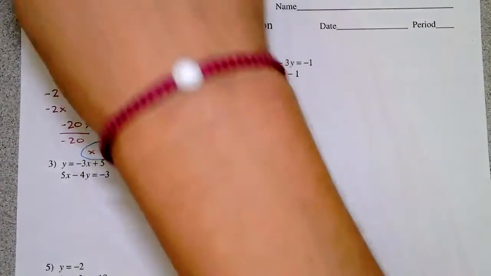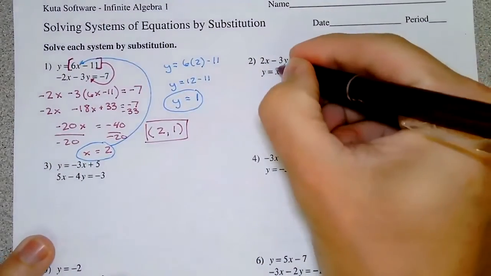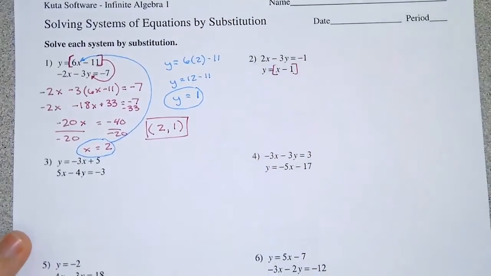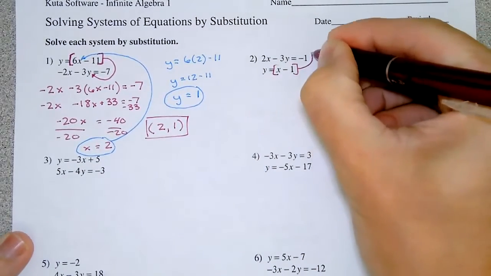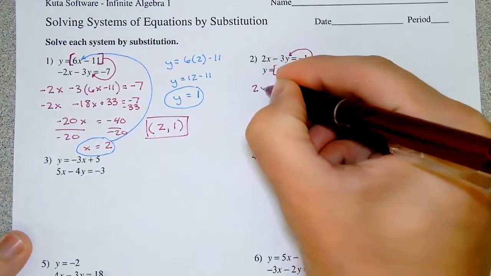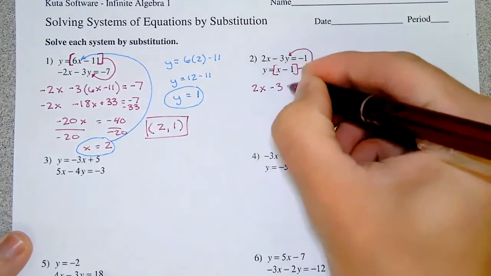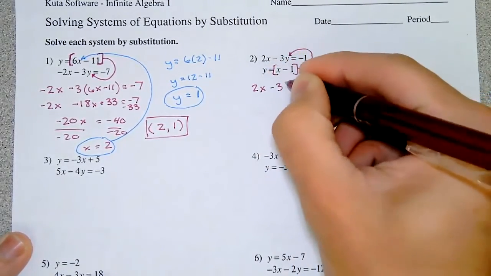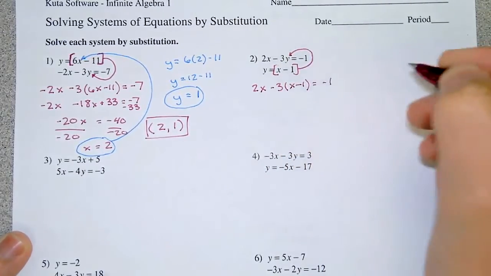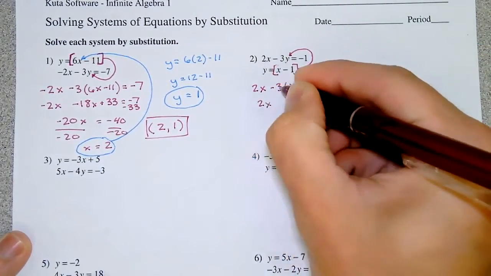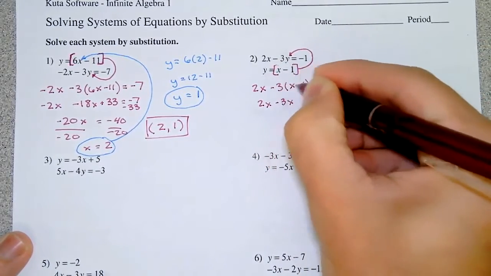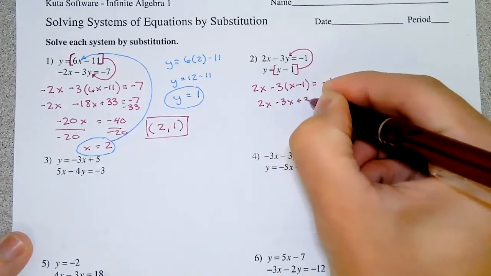Okay, so number 2, same thing. We have x minus 1 here by itself, right? We got y equals. So we know we can take that x minus 1 and plug it in for y. 2x minus 3 times, now instead of y, we're just going to write what y is equal to, in this case x minus 1. So now we have 2x. Negative 3 times x would be negative 3x. Negative 3 times negative 1 is a positive 3.